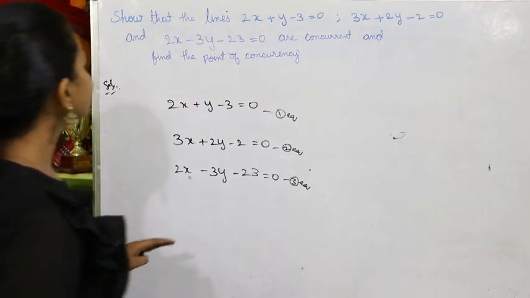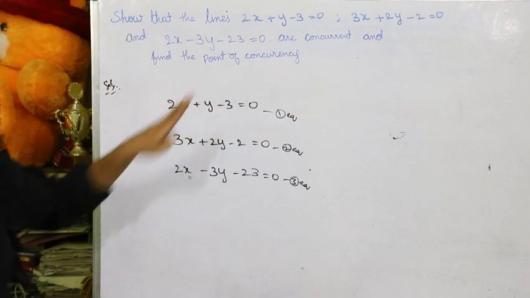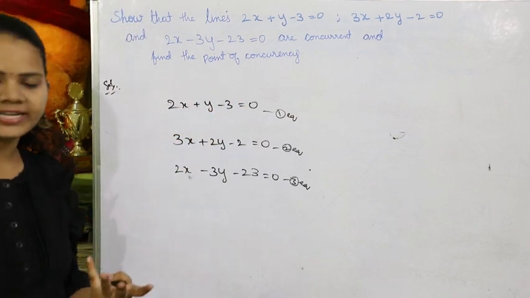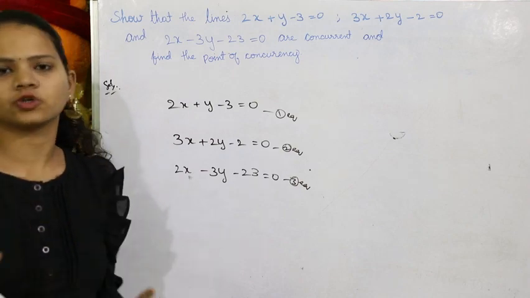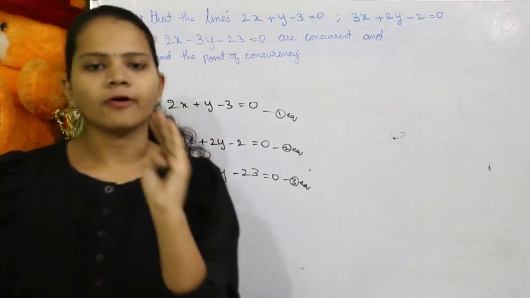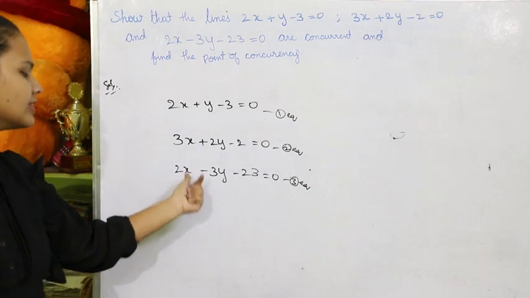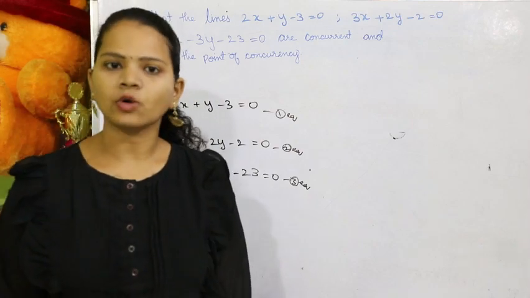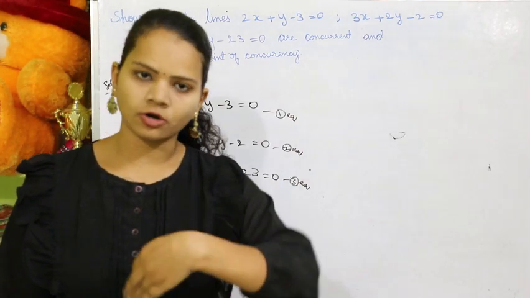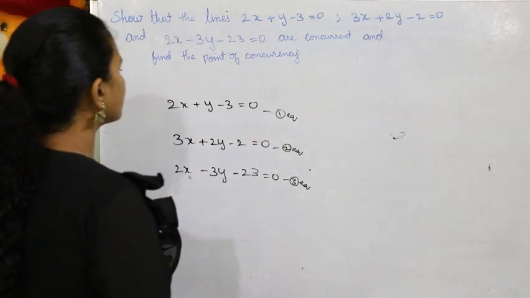Guys, firstly let us find out the point of concurrency. If we substitute that point of concurrency into the third equation and the total is equal to 0, then we will know whether these lines are concurrent or not. I will be showing this, don't need to worry. So let's start with our process.